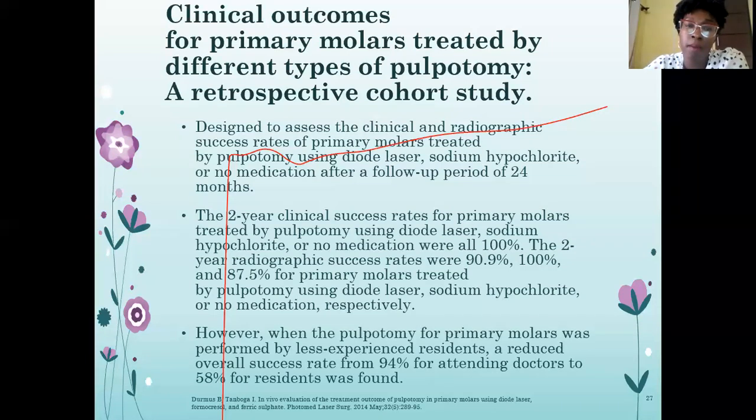However, when the pulpotomy was performed by less experienced residents, a reduced overall success rate was found when compared to more experienced technicians. So it is a technique sensitive procedure.